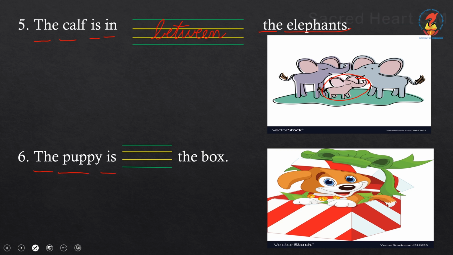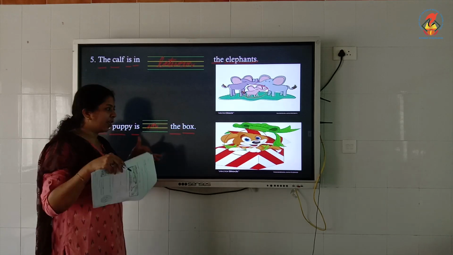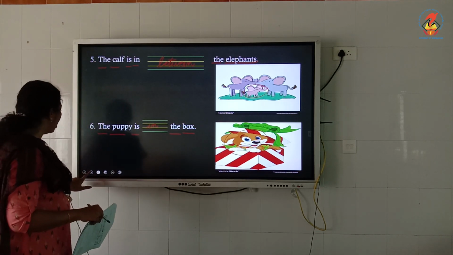Now, sixth one. The puppy is dash the box. The puppy is dash the box. Where is the puppy? Yes, the puppy is in the box. The puppy is in the box. Isn't it? Inside, a particular point, in the box.